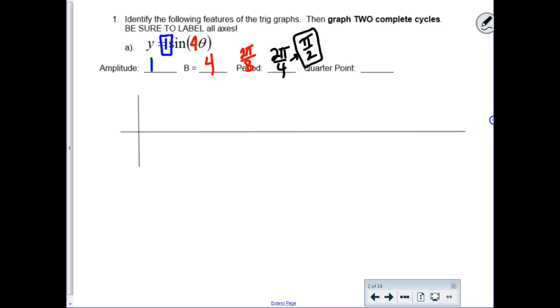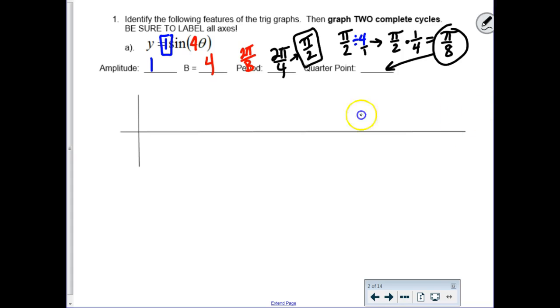Uh-oh, this is going to get challenging. They're going to ask you to quarter point that. So you're going to take the period, which is pi over 2, and you're supposed to divide it by 4. So I'm writing it horizontally because we already have a fraction. Remember, when you divide fractions, you can flip it to a multiplication problem by flipping the second fraction. So instead of 4, because it's like 4 over 1, you could multiply it by 1 over 4. So that means your quarter point is pi over 8. That's what we're going to need to count by.